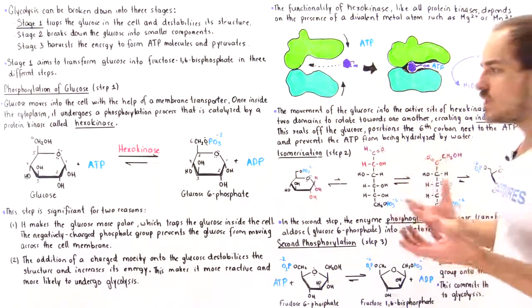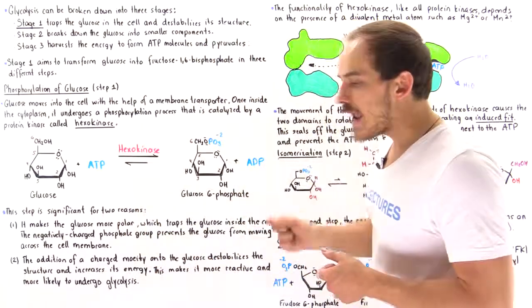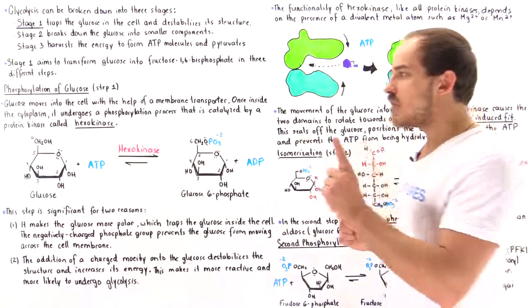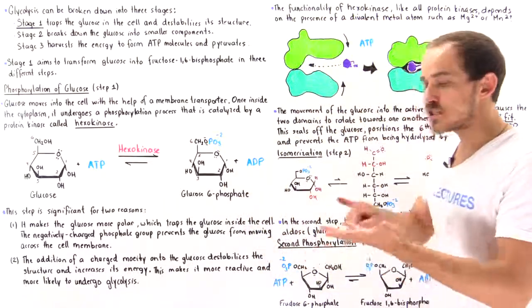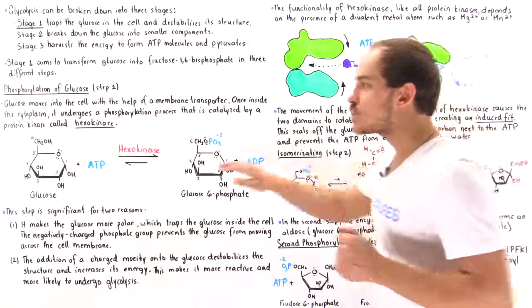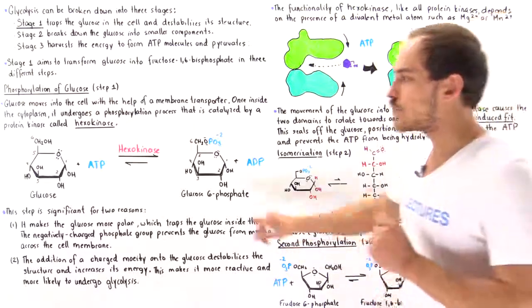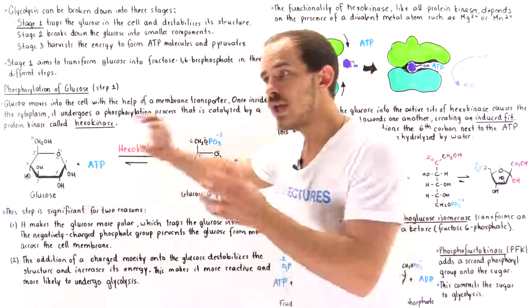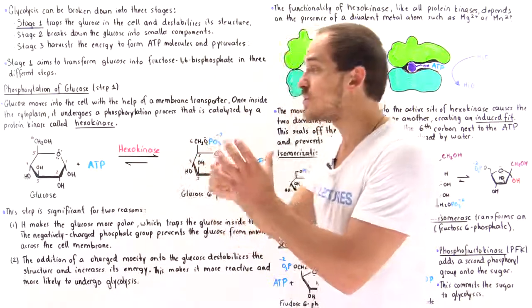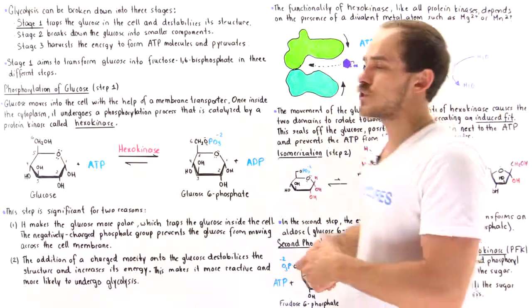Now, like all protein kinases, hexokinase requires a divalent metal atom to actually function effectively, and that's because the divalent metal atoms, such as magnesium 2+ or manganese 2+, interact with the ATP molecule. So when the divalent ion interacts with that ATP molecule, it changes the conformation of that ATP molecule and makes it perfect to undergo this reaction in the active site of the hexokinase.